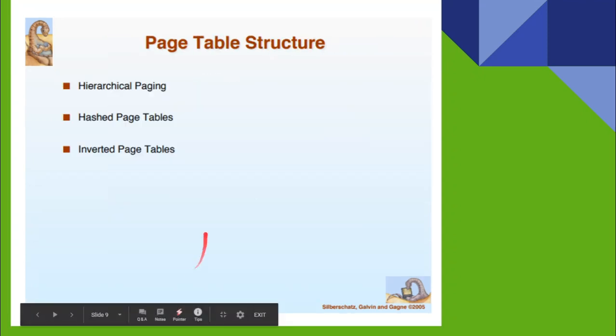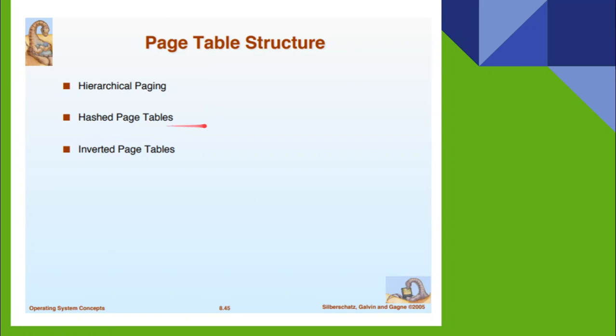Now there are 3 different page table structures available: hierarchical paging, hashed page table, and inverted page table. Hierarchical paging is used when there are too many entries. They make a 2-level addressing. The first level goes to one entry, and from there they go to the real entry. That is hierarchical paging, a 2-level paging.